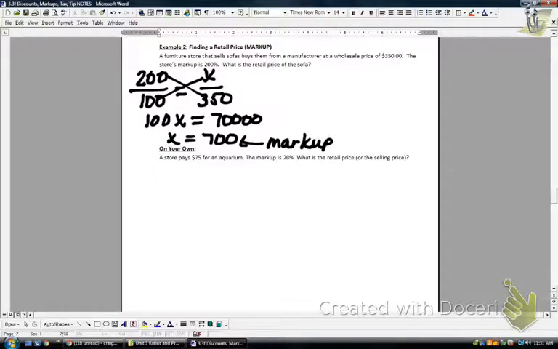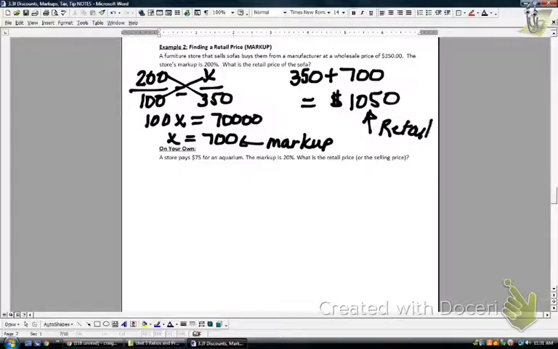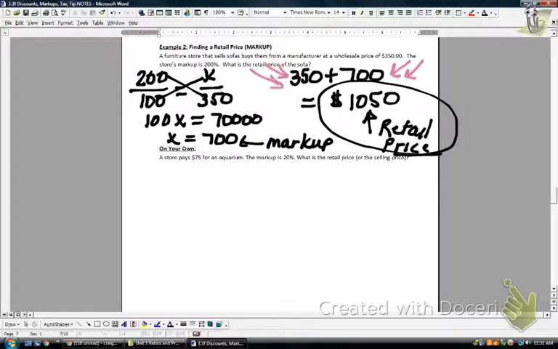When I go to the furniture store, the retail price is going to be $350 plus 700, and that is $1,050. So the furniture store is going to try and sell that couch to me for $1,050. Alright, and just to point out, this step right here is the step that most people forget.